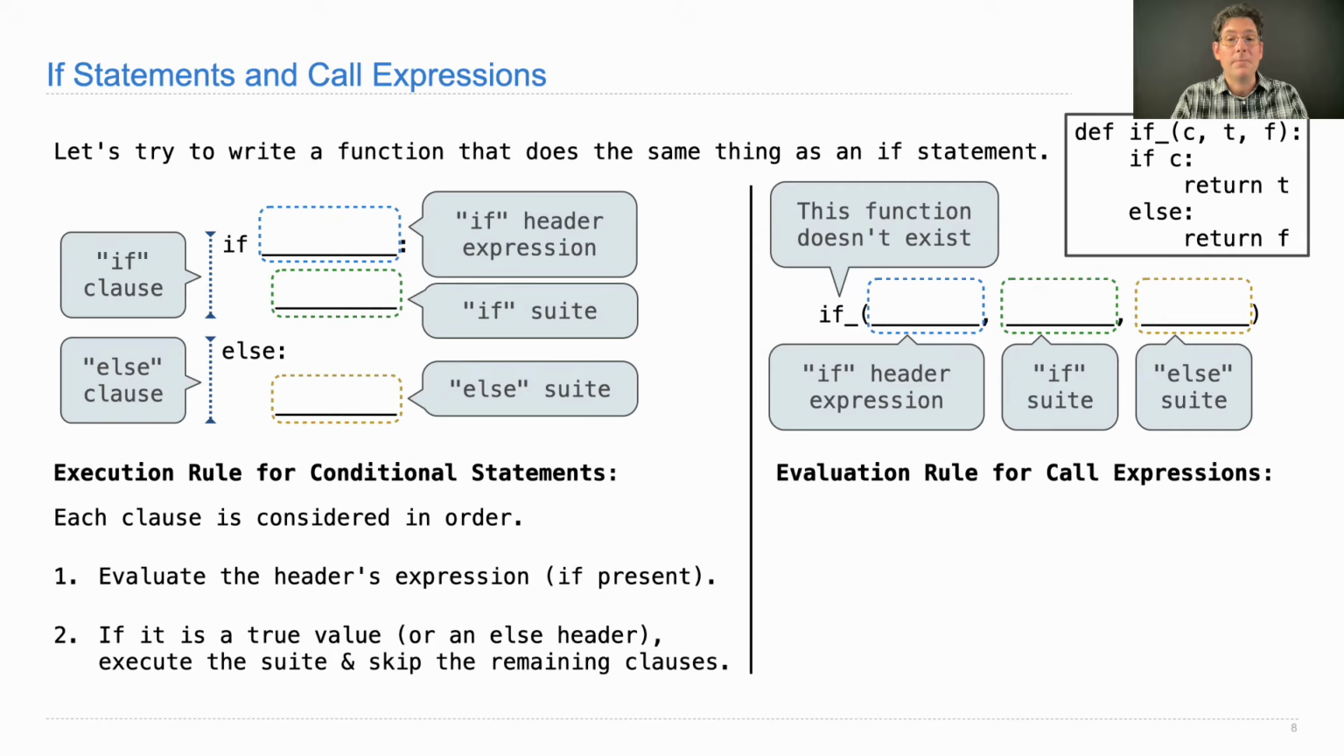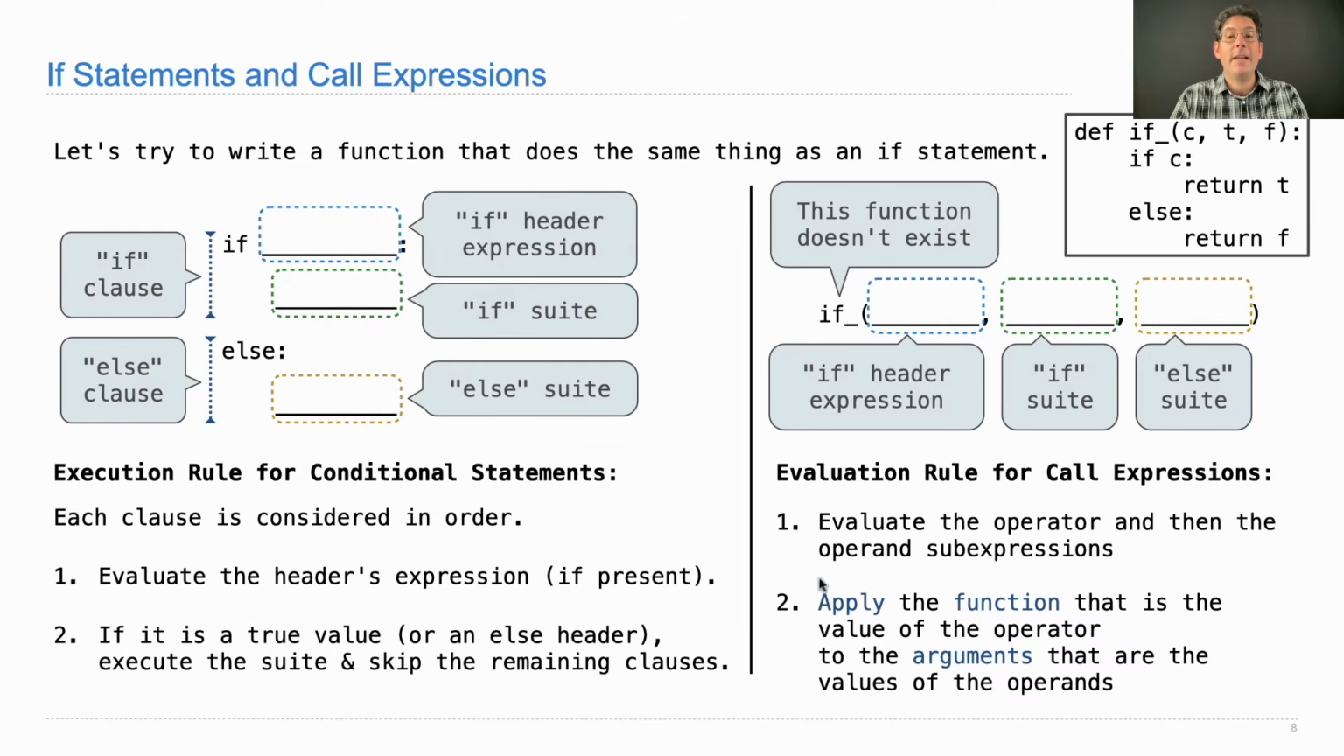But there's a problem. The problem is that the evaluation rule for call expressions is quite different than for conditional statements. This call expression is evaluated by evaluating the operator and operand sub-expressions, then applying the function, if underscore, to the arguments that are the values of the operands. In what case might we see a difference between using an if statement and using an if call expression? Well, let me show you.